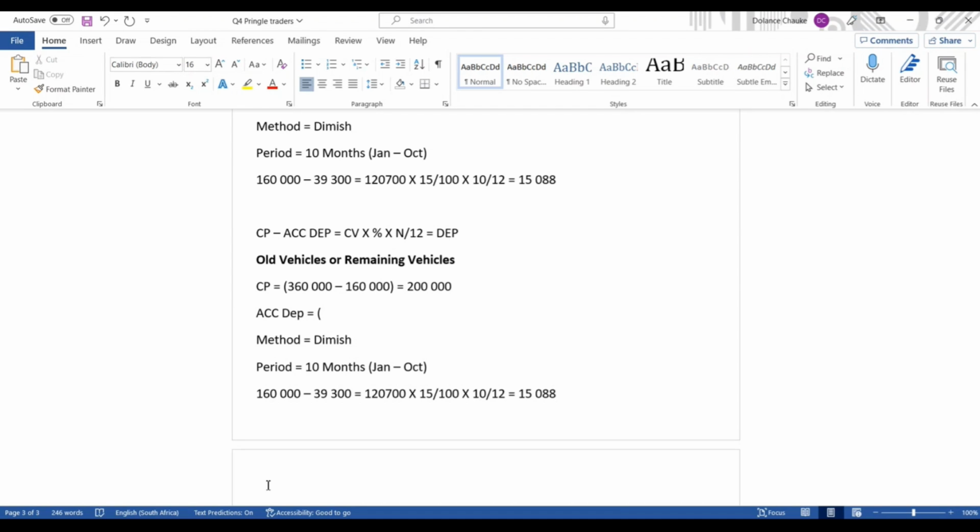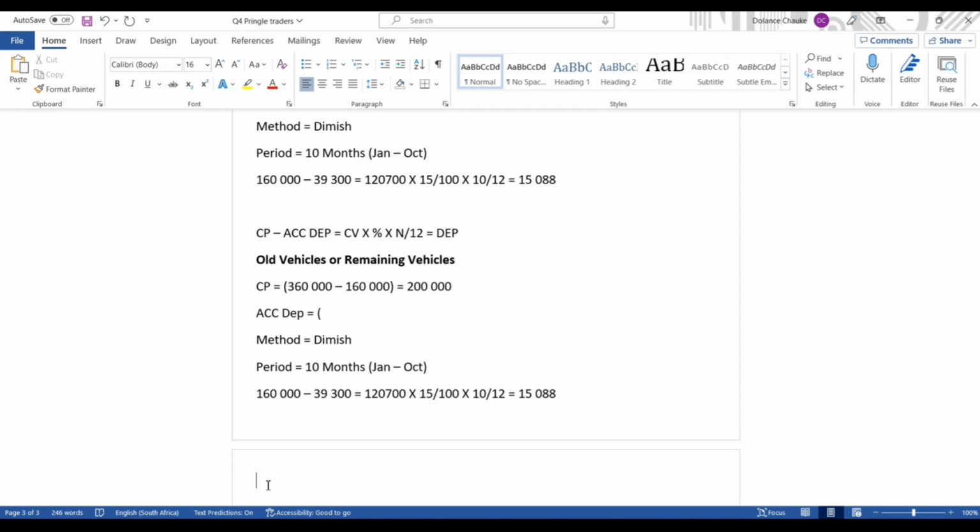So if you check there, they are saying the latest financial statements on the 31st of December 2003 showed the carrying value of the vehicles as 202,500. That is the carrying value, right? The cost price of the vehicles was 360,000. That's what they're telling you, right?